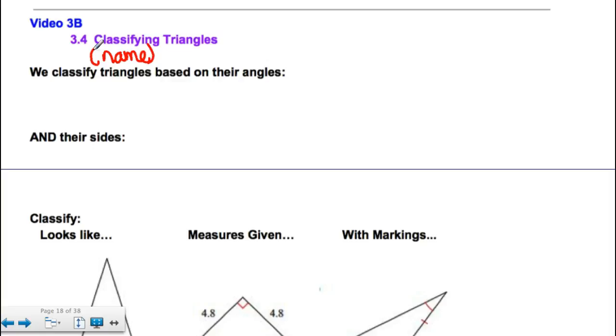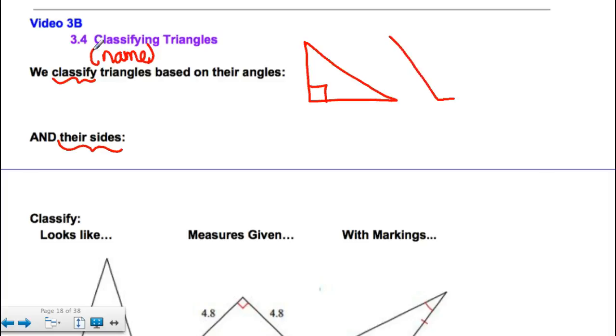So you can name triangles or classify them two ways, and we're going to use both. So we're going to give them what I call a first name and a last name. We can classify them based on their angle measures, and you already know that if you see this little box, it means it's a right angle. So we can call that a right triangle, which you already know.